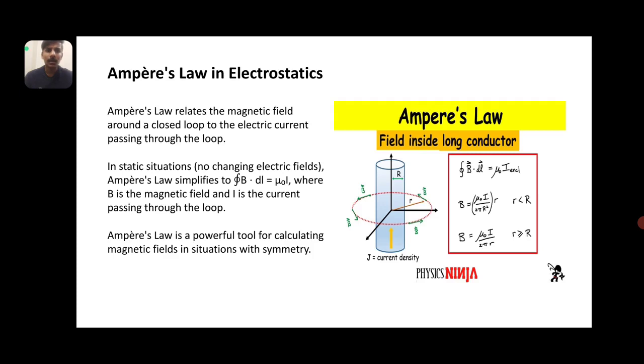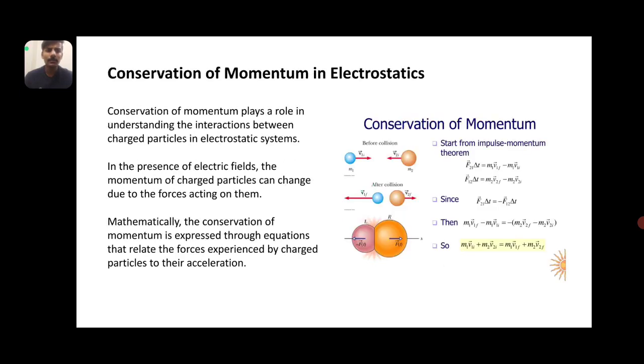Ampere's law in electrostatics. Ampere's law relates the magnetic field around a closed loop to the electric current passing through the loop. In static situations, Ampere's law simplifies to the given equation, where B is the magnetic field and I is the current passing through the loop. Ampere's law is a powerful tool for calculating magnetic fields in situations with symmetry.